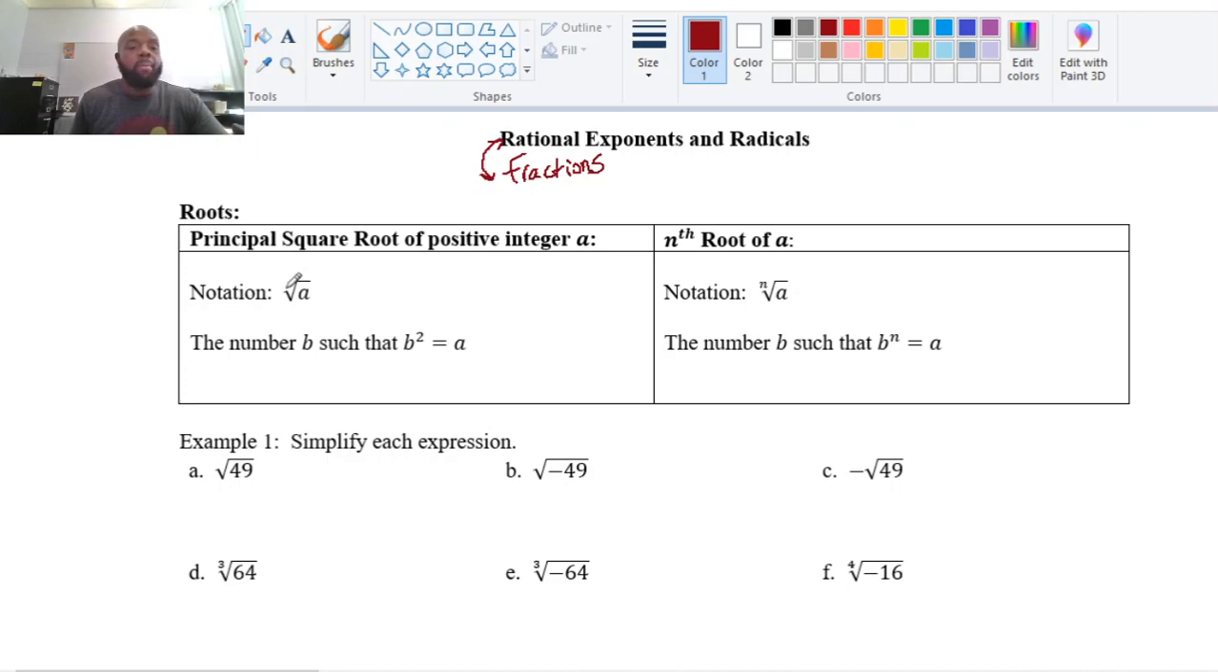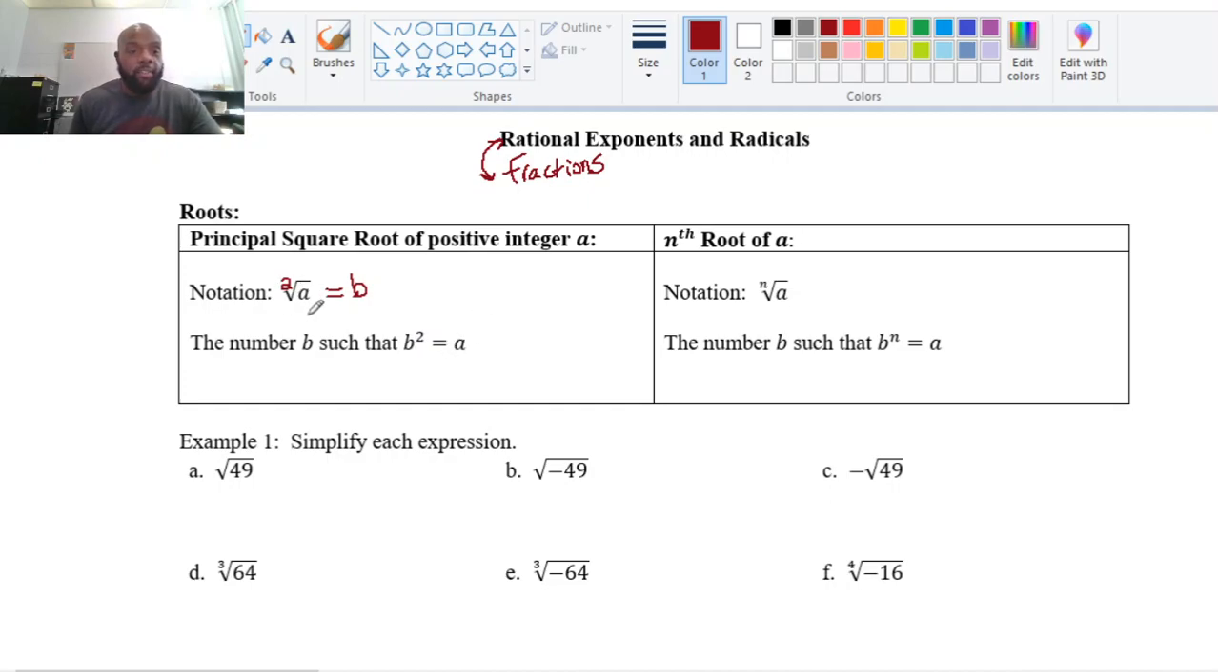And there's a number understood to be here when we don't see a number. It's actually a 2 understood to be there. And let's say that we knew what this equals. I'm going to say that this equals b. Then the principal square root of a equals b means that there exists a number b such that if I square it, I get that number under that radical symbol.